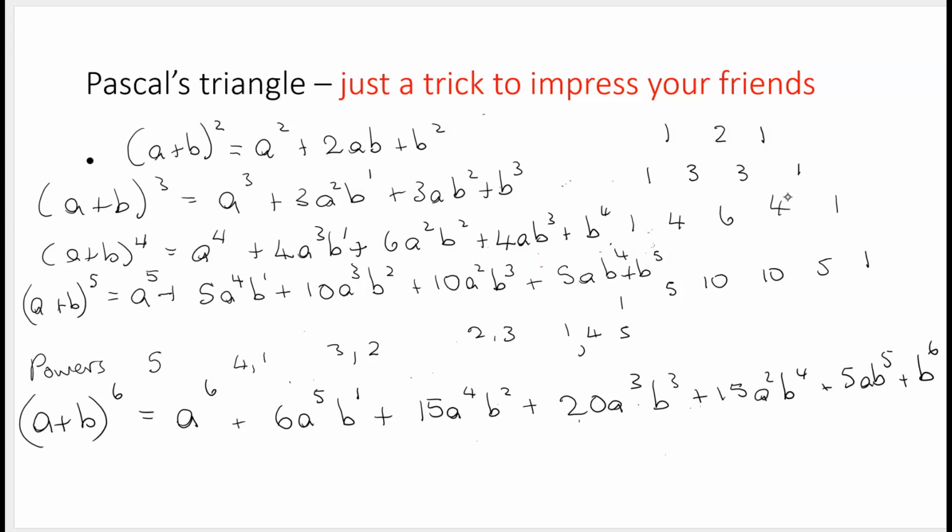Now, this is going to help us shortly when we look at something that is to do with trigonometry, where we're multiplying out brackets.